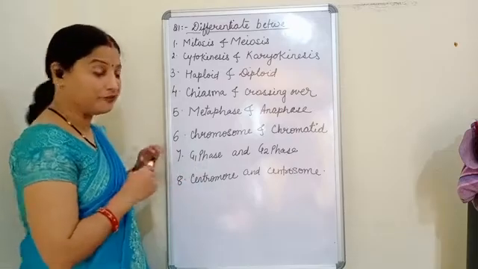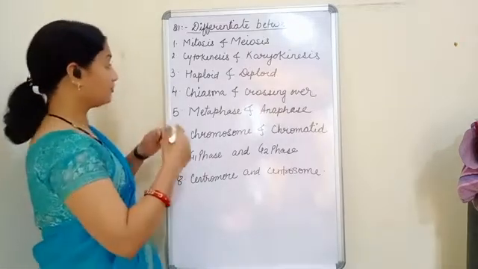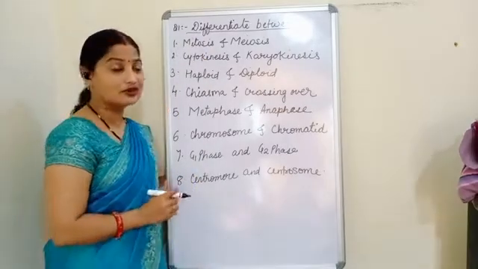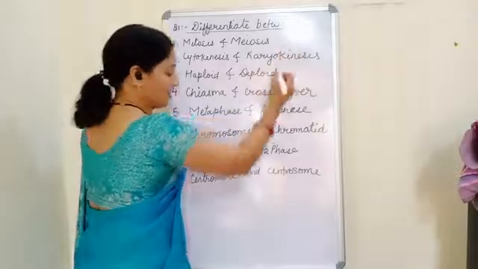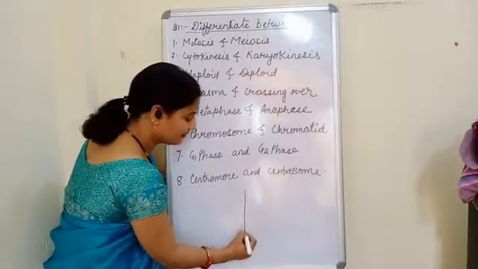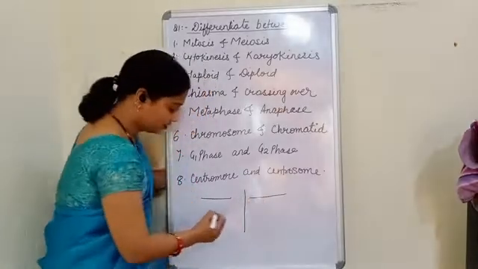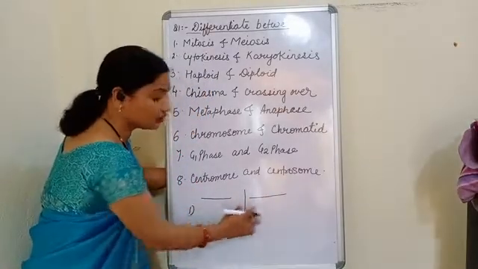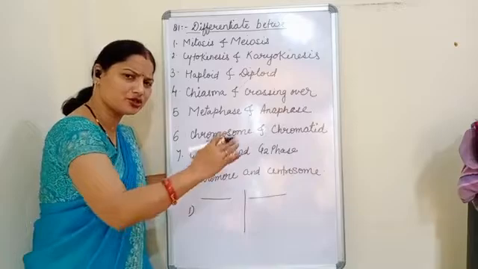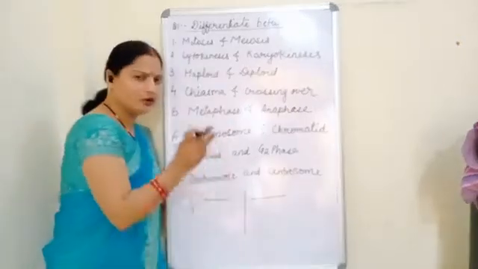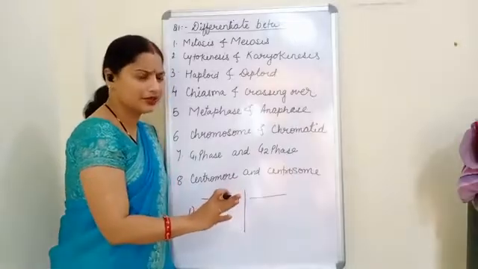answers. Method of differentiation is, suppose your one differentiation is mitosis and meiosis. What you will do? You will draw a line like this. Here you will write down mitosis. Here you will write down meiosis and 1 point only. Okay? Don't write too much. You write only 1 point, or maximum 2 points, not more than that.